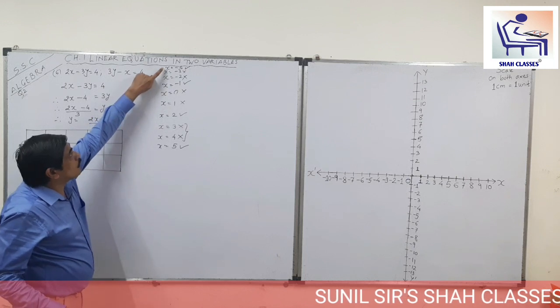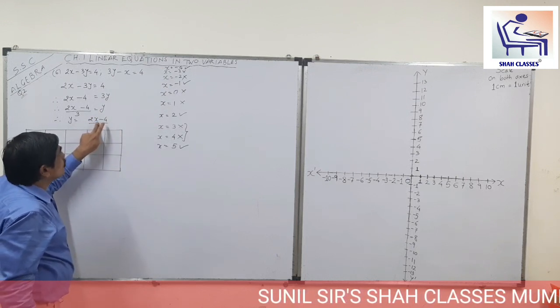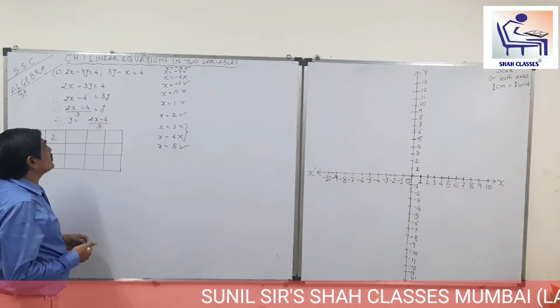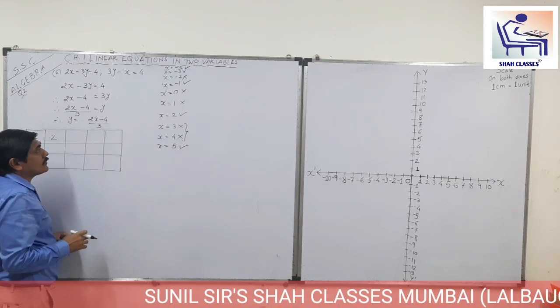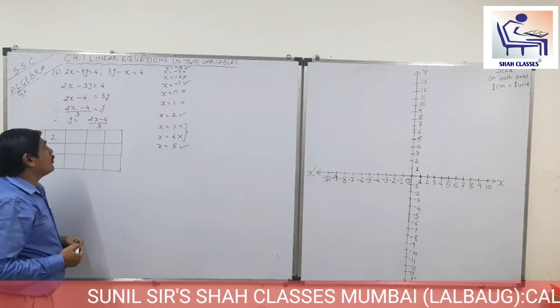So minus 4, let's check. 2 into minus 4 is minus 8. And minus 8 minus 4 is minus 12. And minus 12 upon 3, cancellation is possible. So we are getting minus 12.